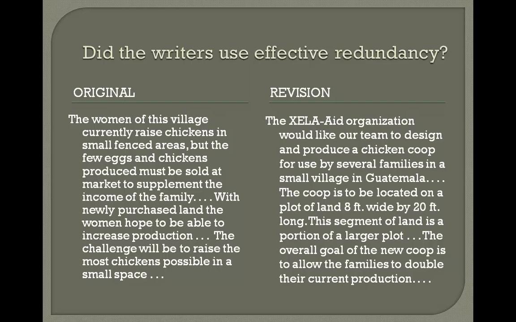Notice that the topic stays on the coop. So we've got sentences that reiterate the coop is to be located, and so on. The goal of the coop is this. So it helps the reader to go through and understand those sentences by putting the old information, the chicken coop, at the beginning of the sentence and the new information towards the end. That's one way they use redundancy there.